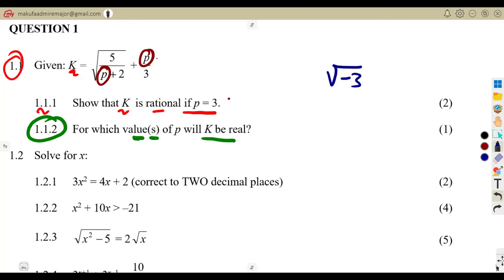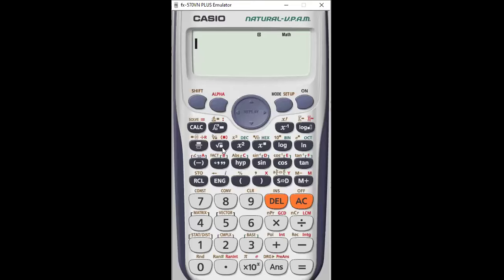Even our calculator cannot simplify this. So working with the square root, we can see that, all right? Let's get to our calculator so that we can see what I'm trying to say. We are talking about numbers such as the square root of a -3. See that? Maths error. We cannot simplify that.